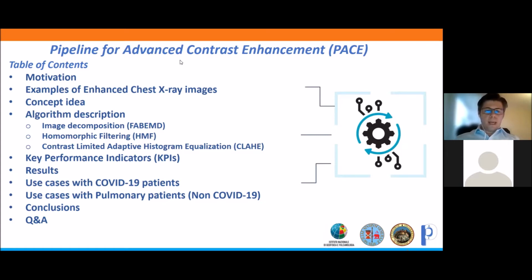Finally, I will present you with an actual use case which highlights how PACE can significantly impact the way we screen, monitor, and diagnose pulmonary diseases by considering either COVID-19 and non-COVID-19 patients. Lastly, conclusions will be drawn. So let's get started.